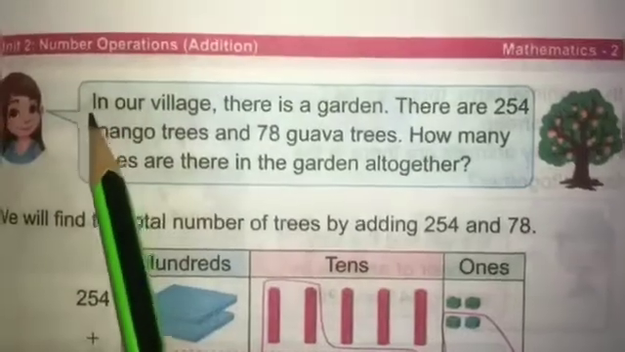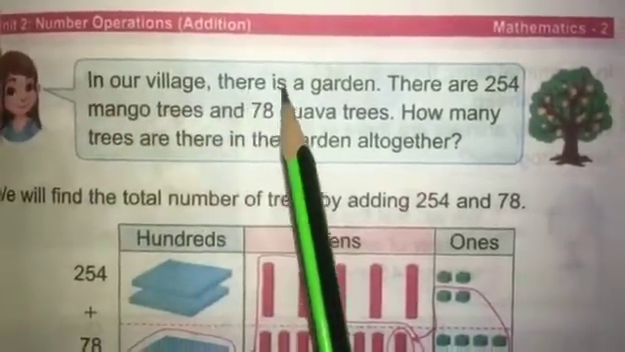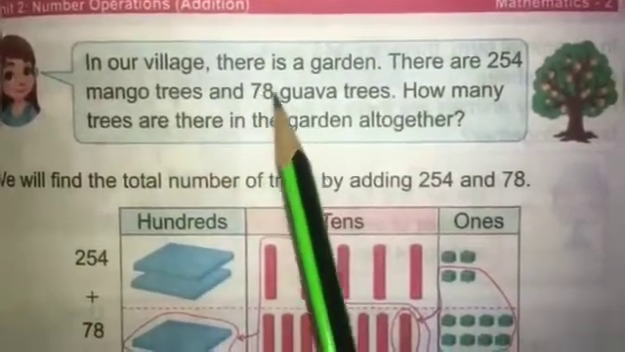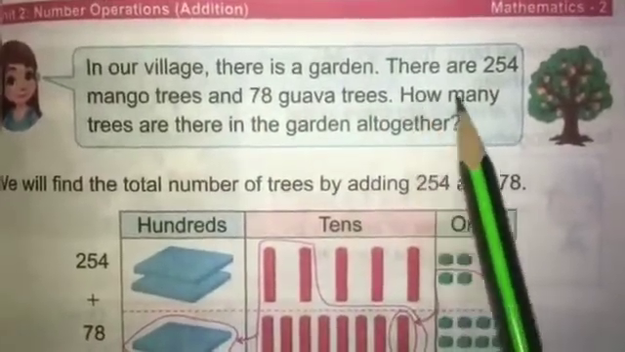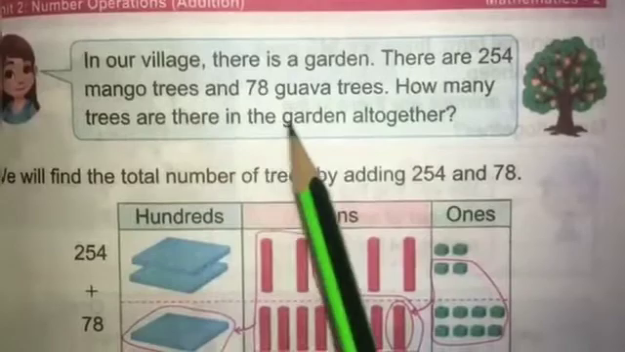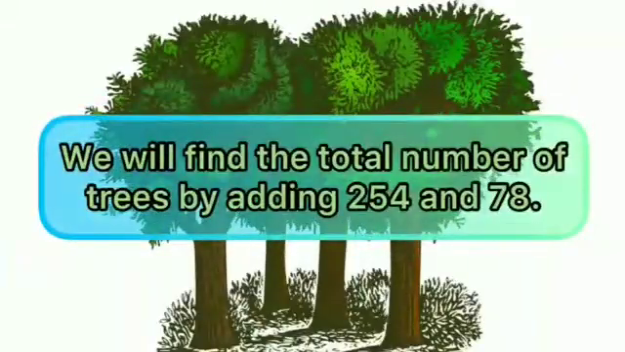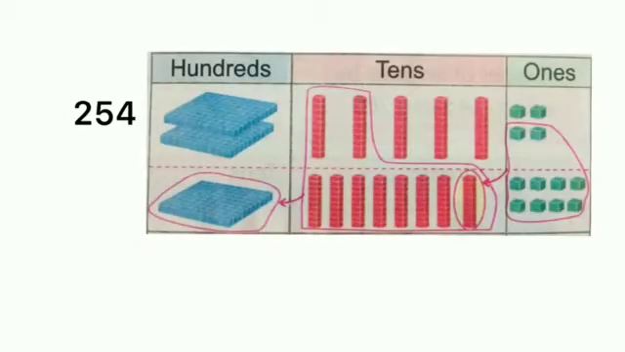The next example is: in our village there is a garden. There are 254 mango trees and 78 guava trees. How many trees are there in the garden altogether? Students, we will find the total number of trees by adding 254 and 78. Students, let's solve example number 2.